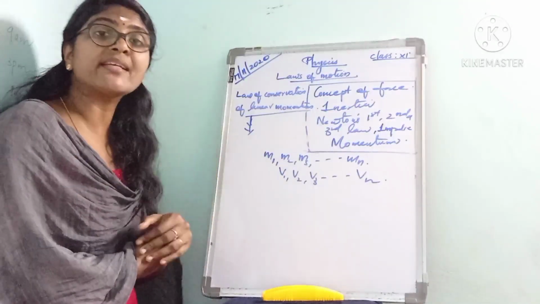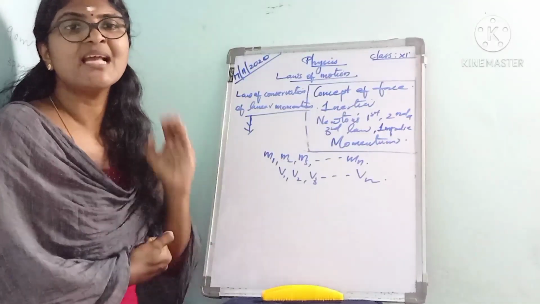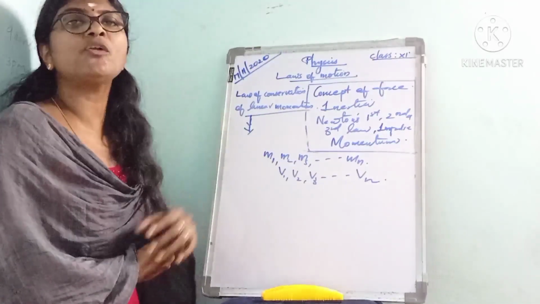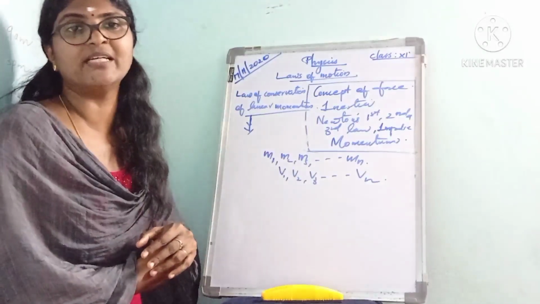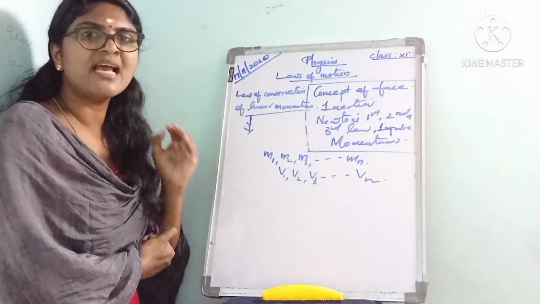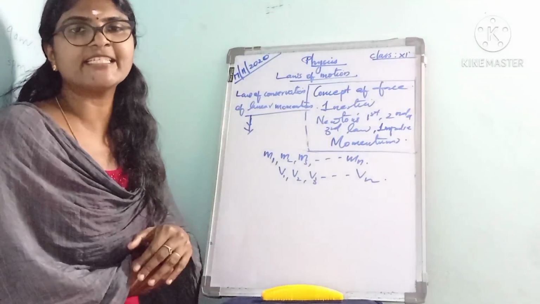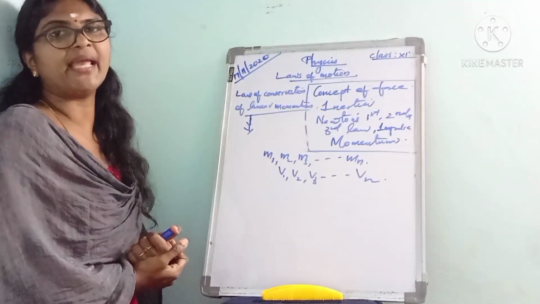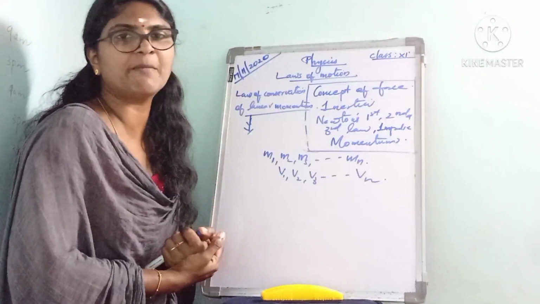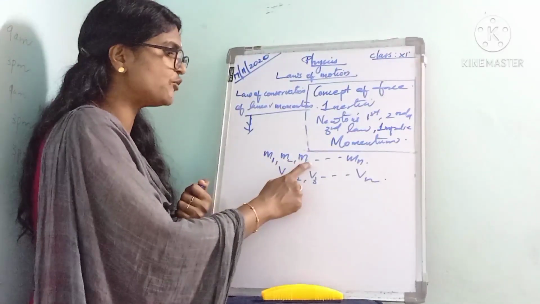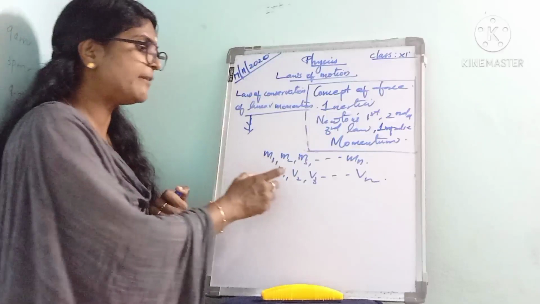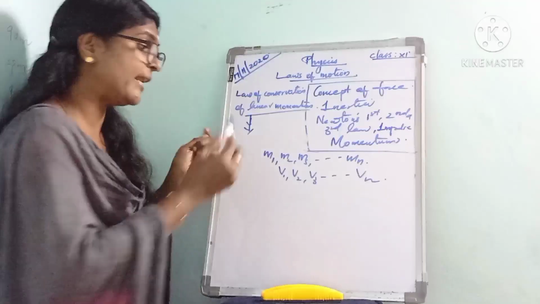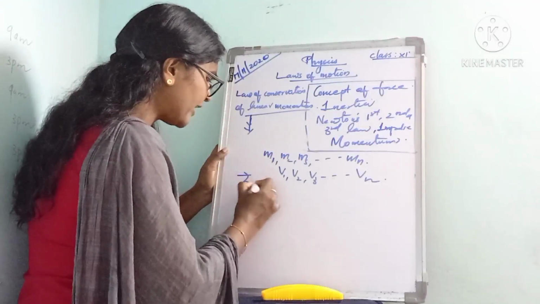When no external force acts on a system of several interacting particles, the total linear momentum of the system is conserved. Here we are considering a system of several particles of masses m1, m2, m3, etc. up to mn, moving with velocities v1, v2, v3, etc. up to vn. Now, the total linear momentum.